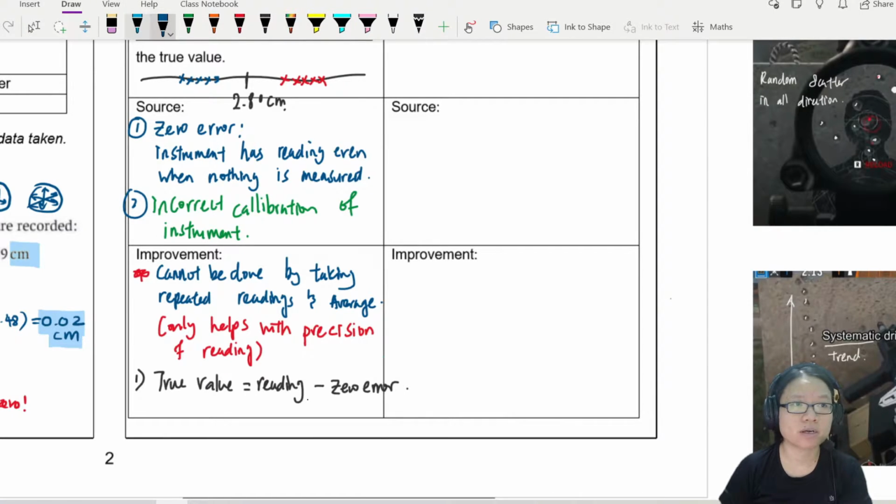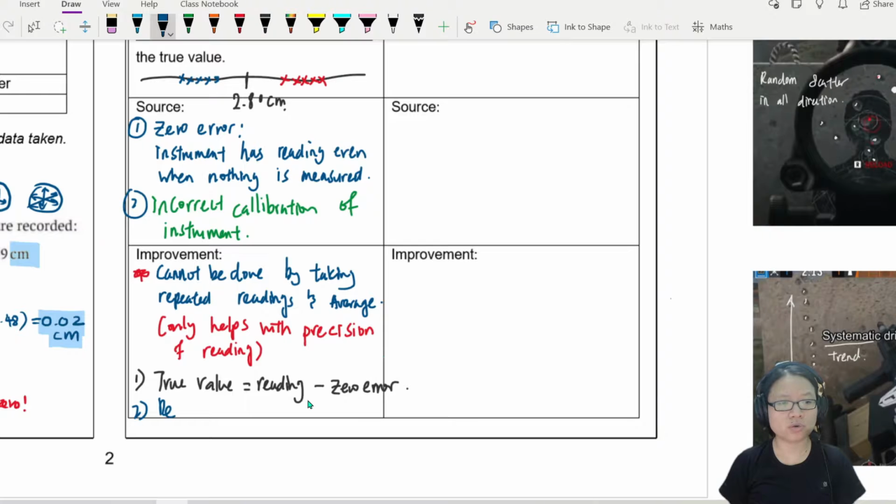Next. Another way to improve this is to recalibrate. Recalibrate the instrument.